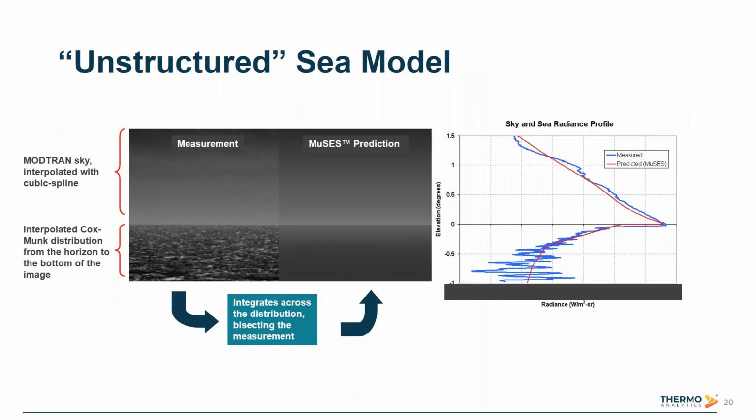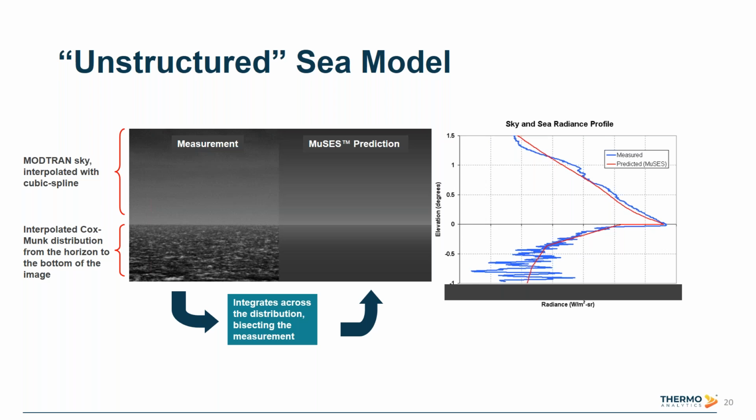So here's a validation we've done in the past of the unstructured sea model. The sky is calculated using ModTran, interpolated with cubic spline selected. The sea is an interpolated distribution calculated in horizontal slices. So each horizontal slice is a calculated average value of what would be seen in real life.